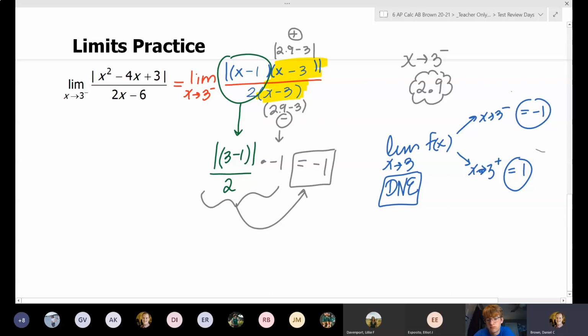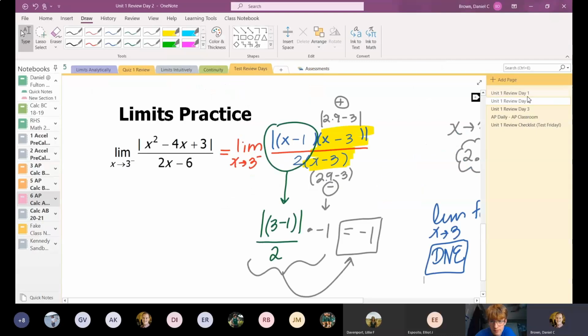Does that make sense? So this is if there's an absolute value. Yes, that's the only time that would really happen where you couldn't cancel. Okay.